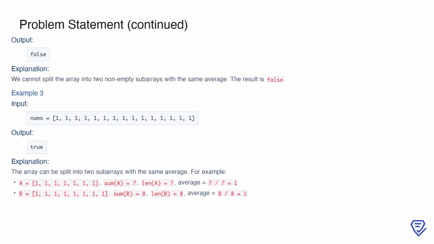The output is true. This is because the array can be split into two subarrays, such as A equals 1, 1, 1, 1, 1, 1, 1, and B equals 1, 1, 1, 1, 1, 1, 1, 1. For subarray A, the sum is 7, and its length is 7, giving an average of 7/7 equals 1. Similarly, for subarray B, the sum is 8, and its length is 8, resulting in an average of 8/8 equals 1. Since both subarrays have the same average, the result is true.